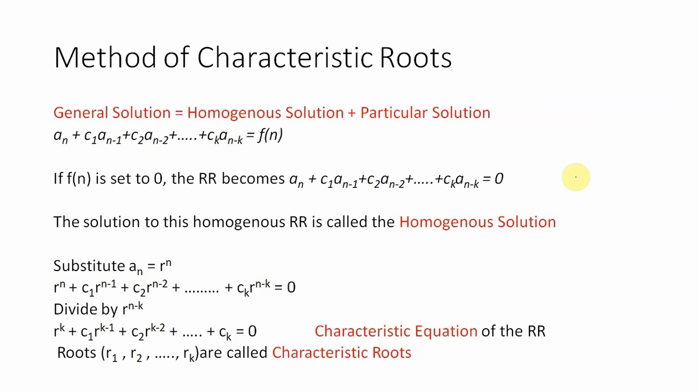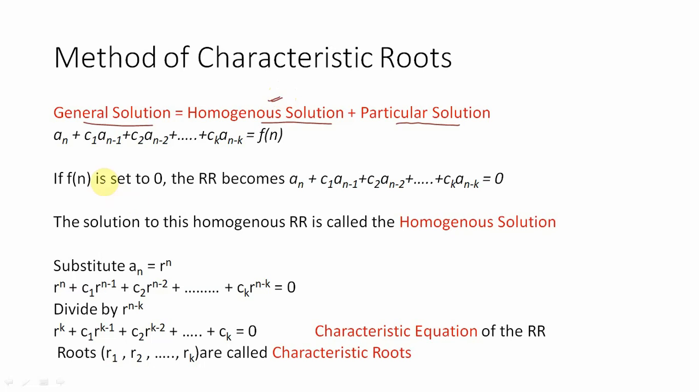In the method of characteristic roots, the solution of a recurrence relation, now called the general solution, is made up of two parts. The first part is called the homogeneous solution and the second part is called the particular solution. In this session, we'll be focusing on the homogeneous solution. We'll talk about the particular solution in the next session. So the complete solution, or the general solution, of a recurrence relation is made up of the homogeneous solution and the particular solution.